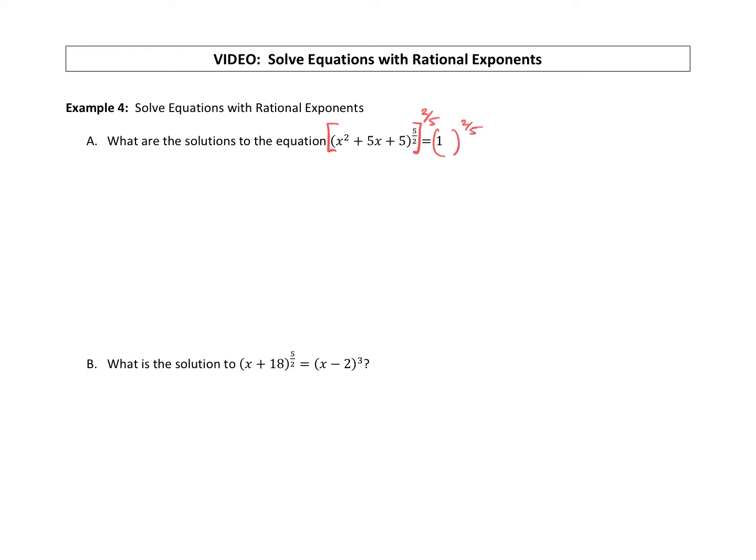So when we raise the left side to the 2/5 power and it cancels the 5 halves power, we are left with x squared plus 5x plus 5 equals, and then 1 raised to the 2/5 power. 1 raised to any power is 1, and then you can take any root of 1 and get 1, so that's just going to equal a 1.